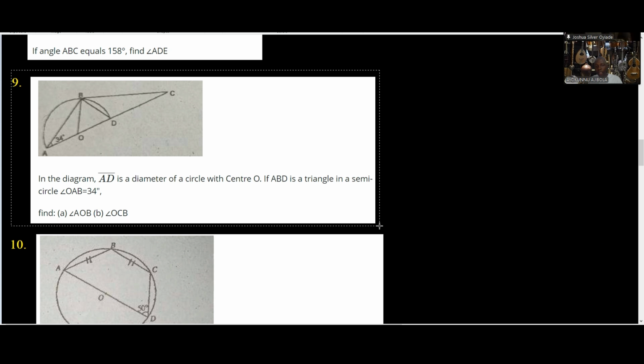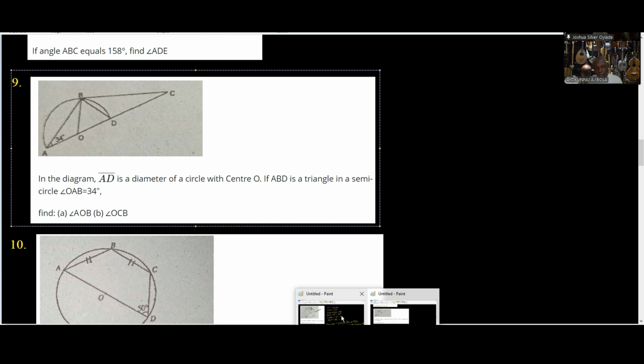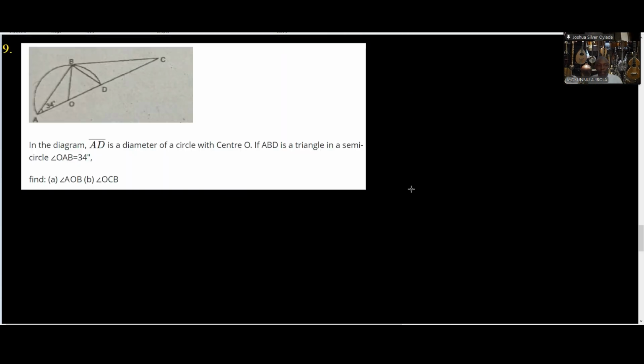Now, the other one that I'm bringing, we've also seen it before. Look at this. Do you remember we have seen this before? Yes, I've seen it before. So, how do we solve this? We're looking for angle AOB, this angle at the center.